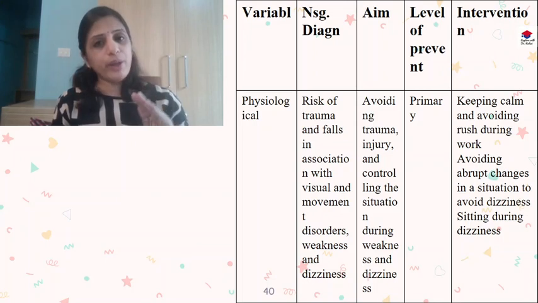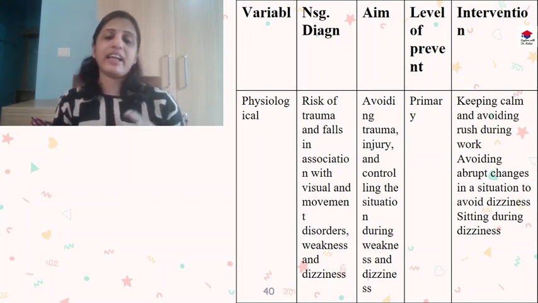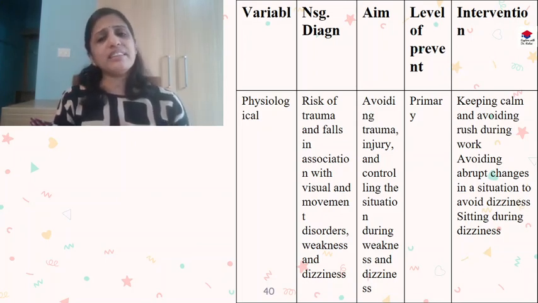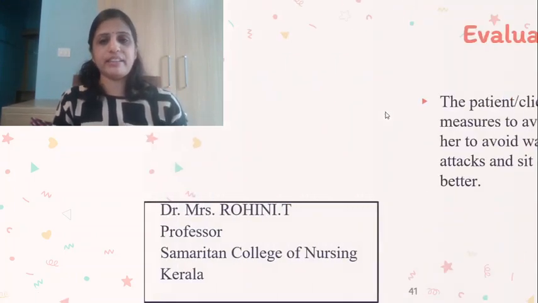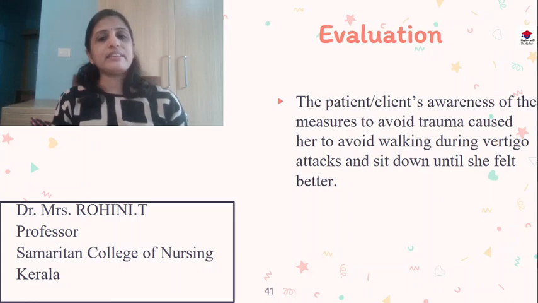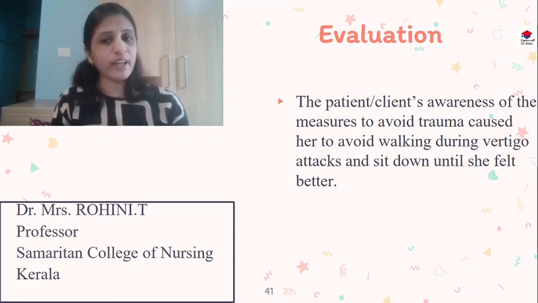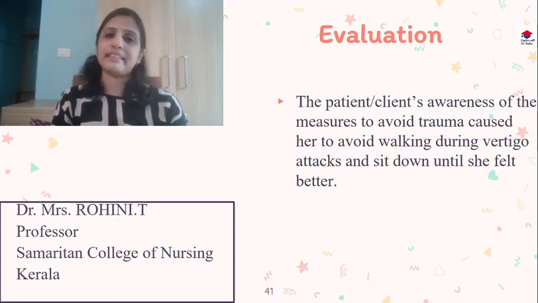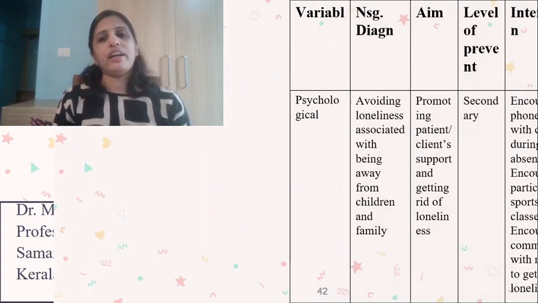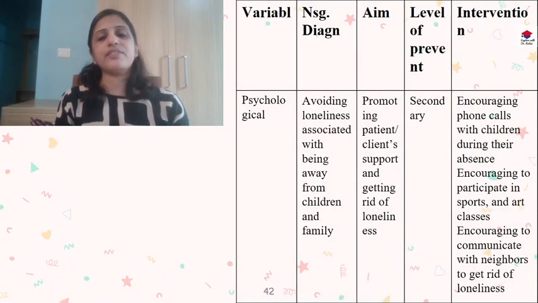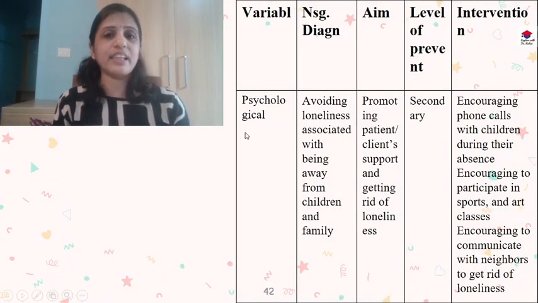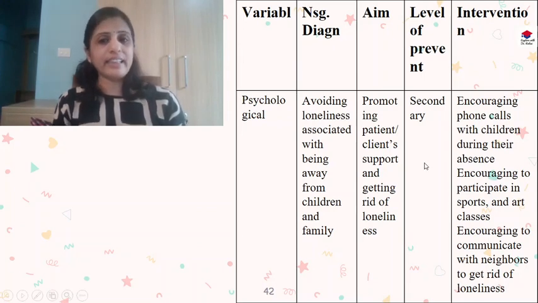The patient should be taught to sit whenever she is having an attack of dizziness. So this is an example of a physiological variable using a primary intervention. The evaluation is that the patient's awareness of measures to avoid trauma caused her to avoid walking during vertigo attacks and to sit down until she is feeling better. Now, one last example: we are going to see the psychological variable with secondary intervention.